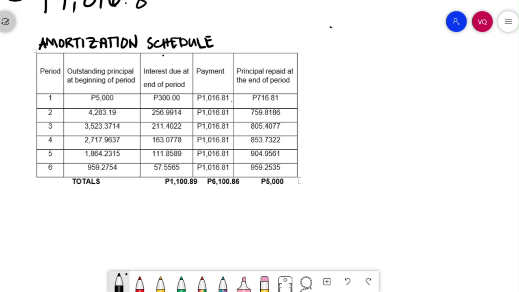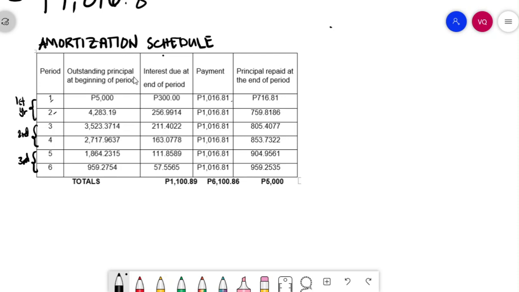This is our amortization schedule or table. Here we have the period, number of period. A while ago we said that we have 6 payments for 3 years. So this is the first semi-annual, second semi-annual, until the 6th semi-annual. So this will be your first year, second year, and third year.